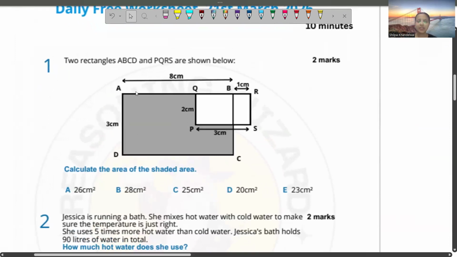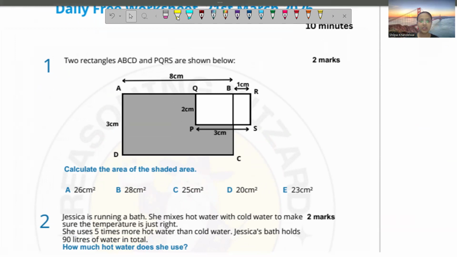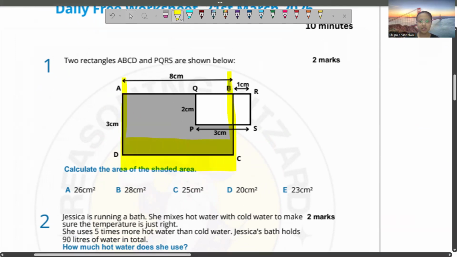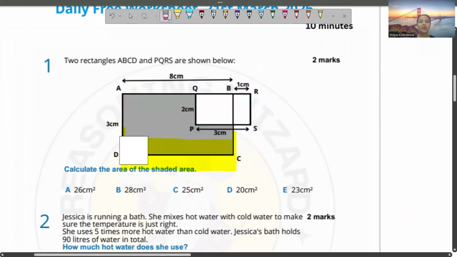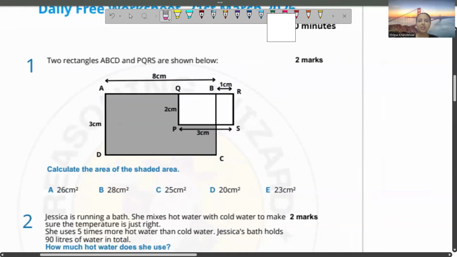You have two rectangles here. ABCD, which I'm going to highlight here, is the complete rectangle. Then you have PQRS, which is another one. Now you need to find the area of the shaded region, the one that you can see in the gray portion. So now what do we need to do here?